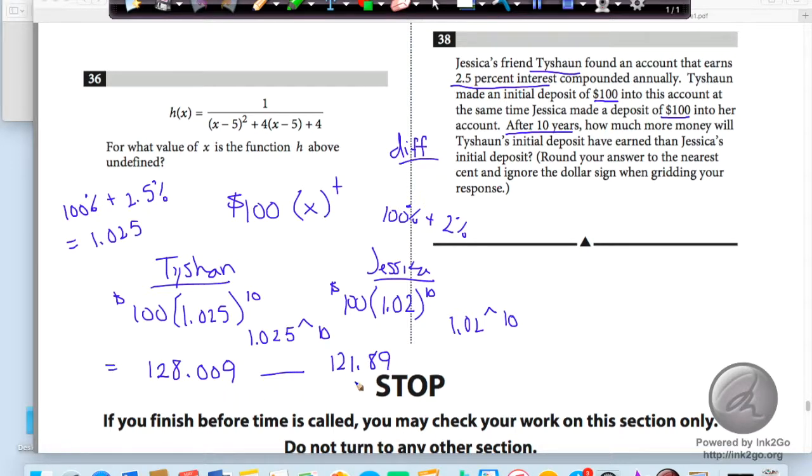Now I'm going to take the difference between these, so equals 128.009 minus 121.89. Now I'm going to get somewhere in the ballpark of 6.11. So that is what my complete answer is going to be, based upon the difference of how much more Tyshawn is earning compared to Jessica, based upon his 2.5% interest compared to her 2% interest.